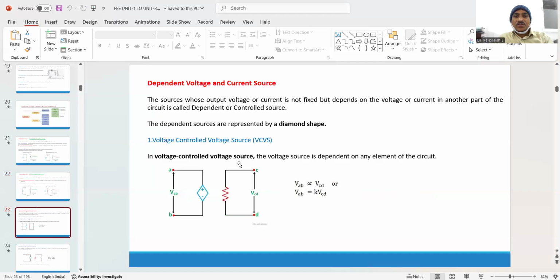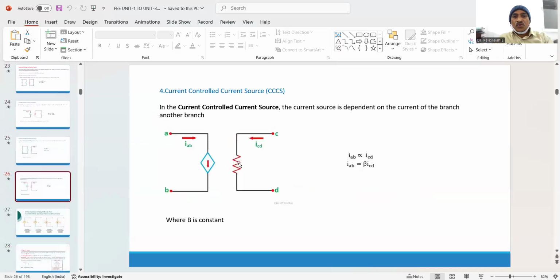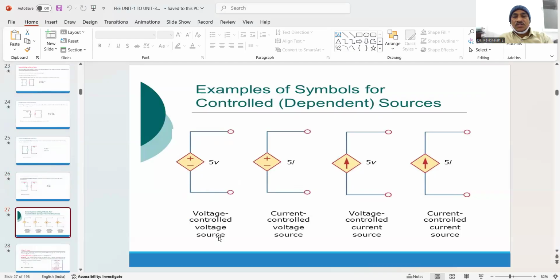And dependent sources have been classified into four types. First one, voltage dependent voltage source, or we can also call it a voltage controlled voltage source. Then current controlled voltage source, or current dependent voltage source. Third one, voltage dependent current source or voltage controlled current source. Fourth one, current dependent current source or current controlled current source.